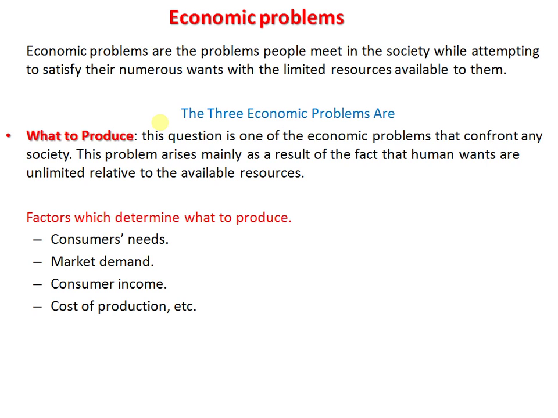Consumer income, that's the third factor. You need to produce things that people can afford. If you produce things that people cannot afford, then you will not be able to sell. Then number fourth factor is the cost of production. You need to produce things that you have enough resources to produce, not things that cost so high. Because if you produce things that cost so high, you'll be tempted to sell at a very high cost that people cannot afford. So cost of production is very, very important. You need to produce things that need lesser cost of production so that you can market them at a very good price.